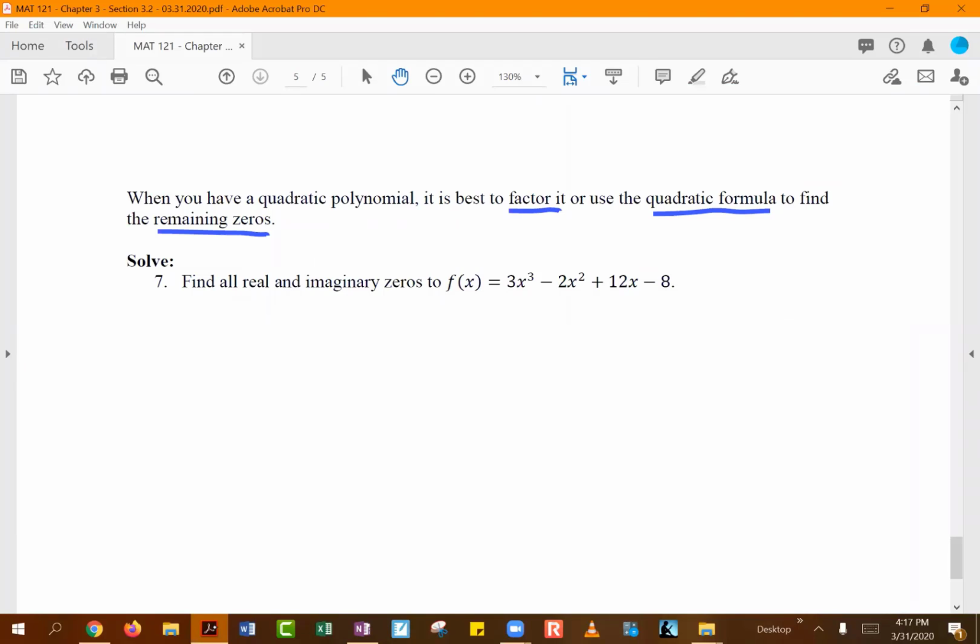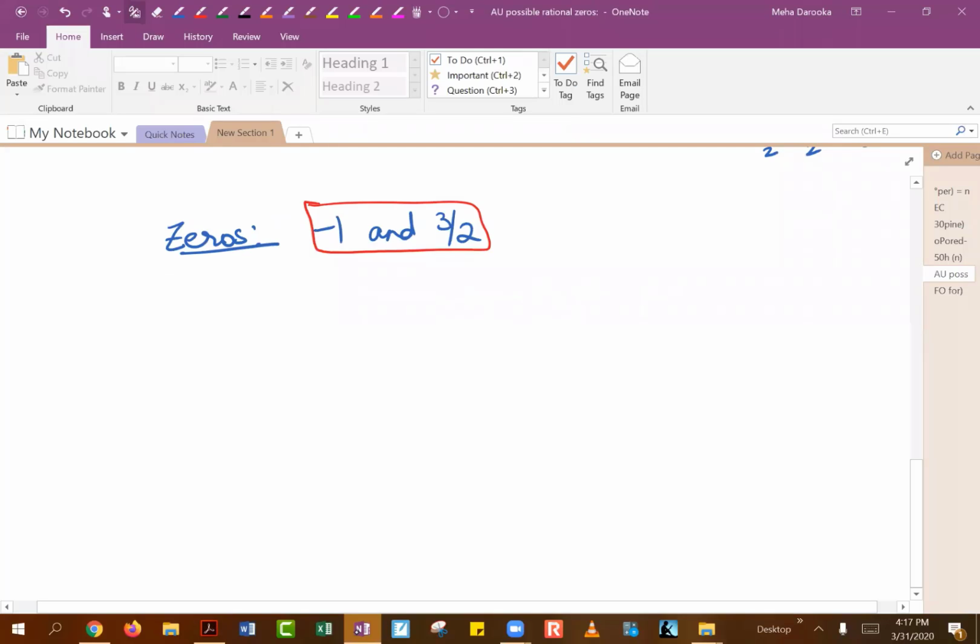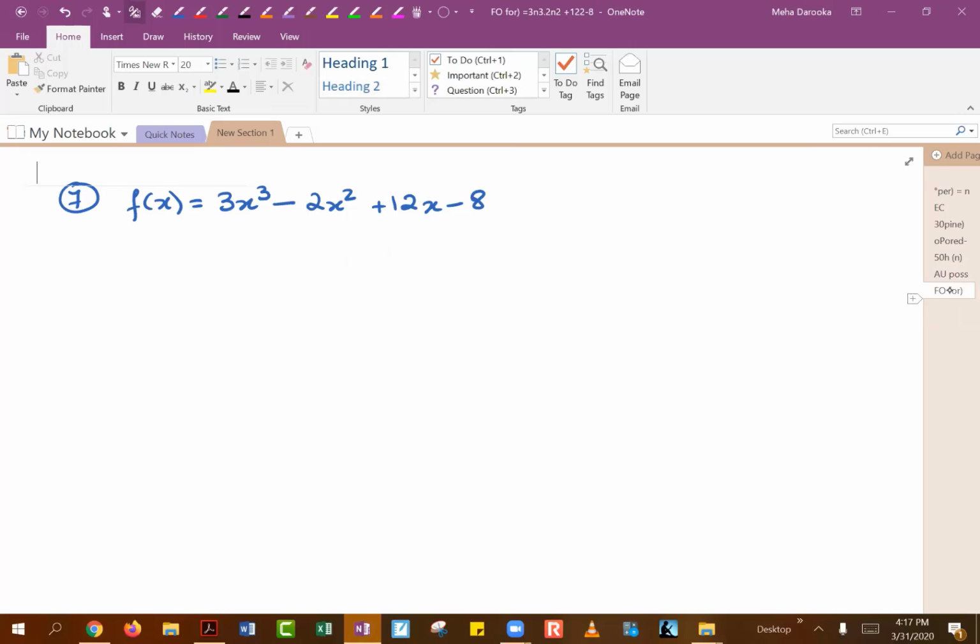So for example 7, they're asking us to find all the real and imaginary zeros for this polynomial function, which is 3x to the third power minus 2x squared plus 12x minus 8. Okay, so let's take a look at how we can find these zeros for this polynomial function. So this is example 7 right here.